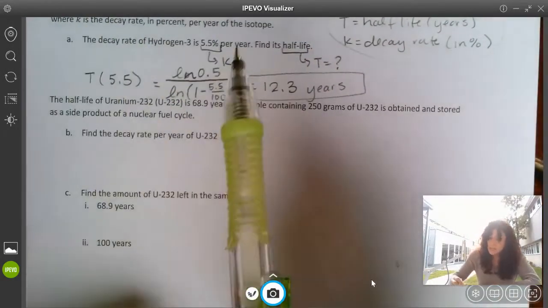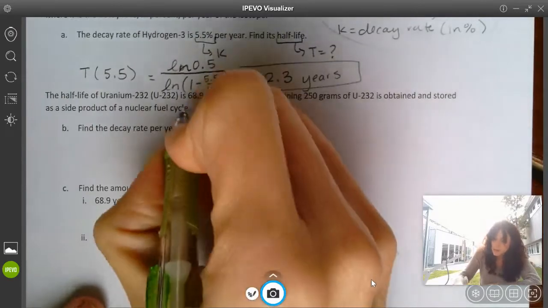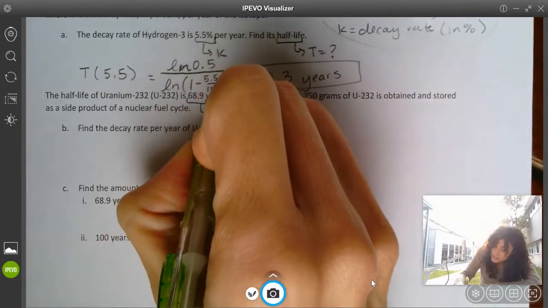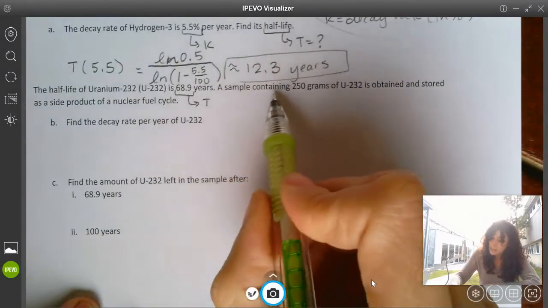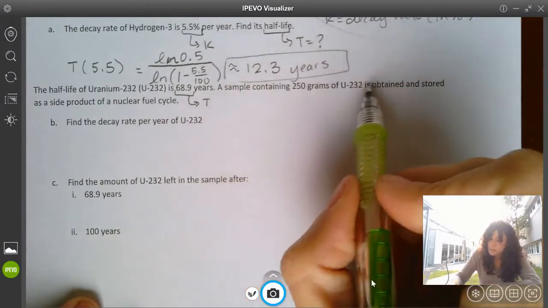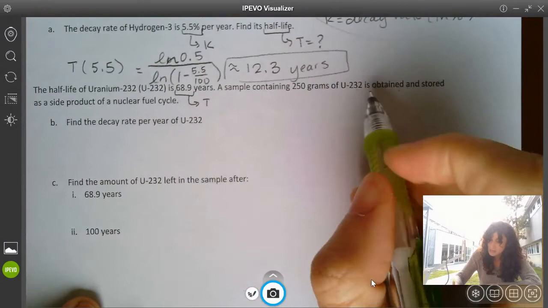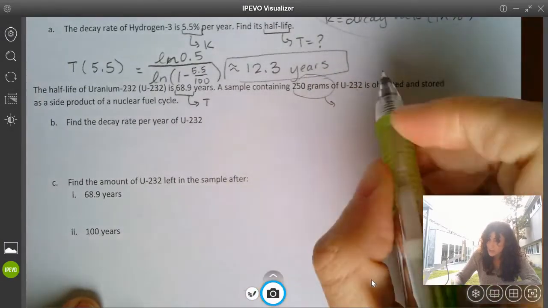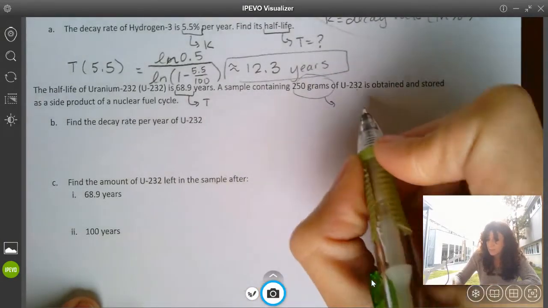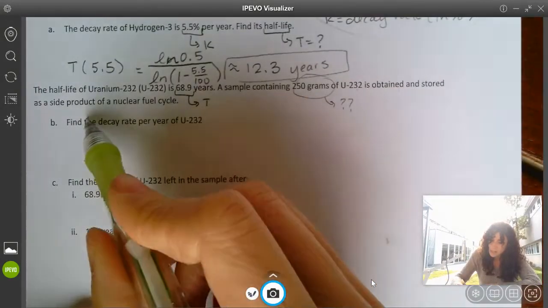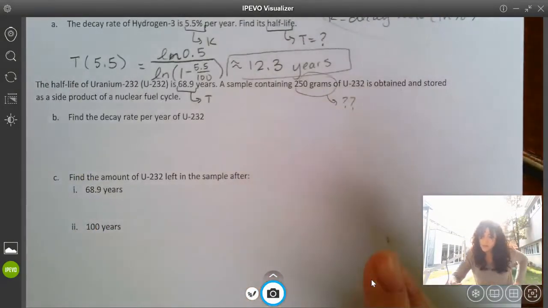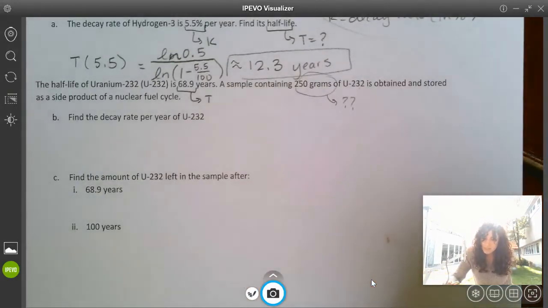The half-life of uranium is 68.9. Okay, interesting. That is T, the half-life. It's in years. I can match that unit of measurement. A sampling containing 250 grams of this is obtained. Interesting. That doesn't really go anywhere, but I have a sample. And stored as a side product of nuclear fuel cycle. Okay, find the decay rate per year.